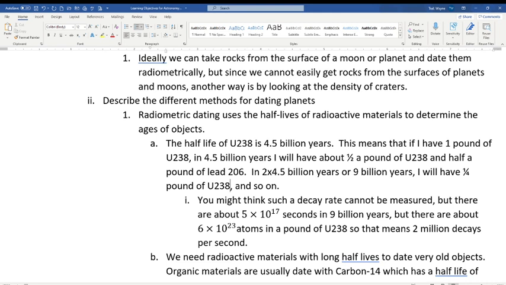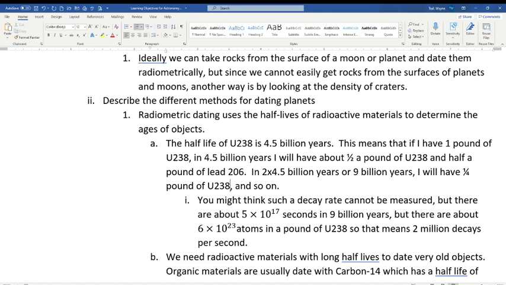Each half-life, I have half as much of my parent material as I did 1 half-life ago. It divides in 2 for each half-life. So the half-life of uranium-238 is 4.5 billion years. In 4.5 billion years, I have half as much. In 9 billion years, I have a quarter of what I started with. In 13.5 billion years, I have an eighth and then a 16th. Each half-life cuts it in half.